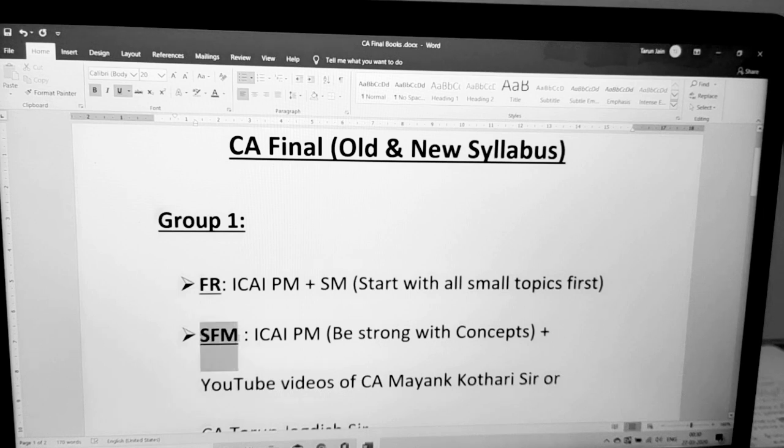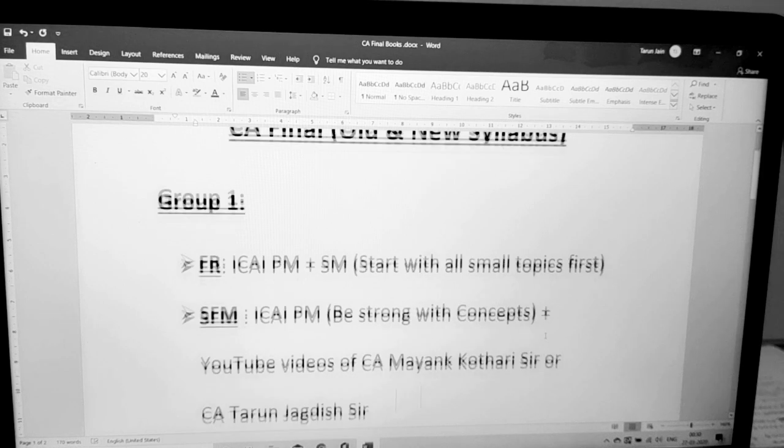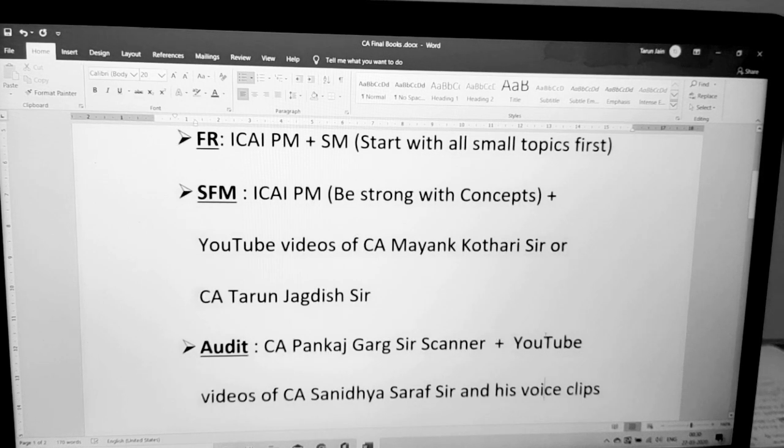Now proceeding towards Strategic Financial Management. For this, the ICAI PM is more than sufficient. If you are really strong with the concepts in the PM, I think you should be in a position to crack it really well. Now for support, you can see the YouTube channels of CA Mayank sir and CA Tarun sir. You can note the spellings here and they are pretty famous, so you must be knowing them. Else you can just go to YouTube and check out their videos on the concepts.